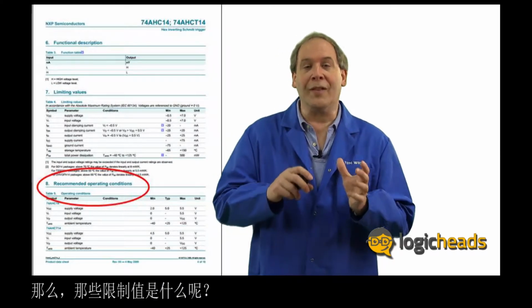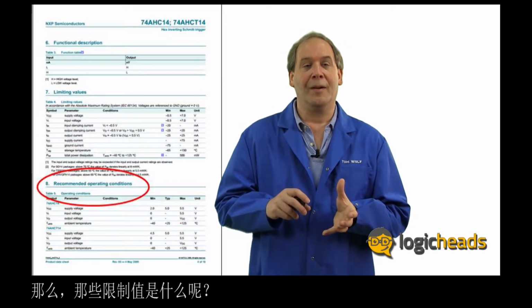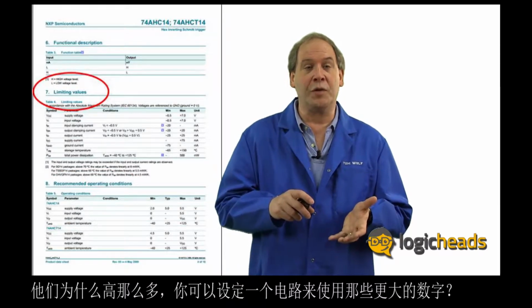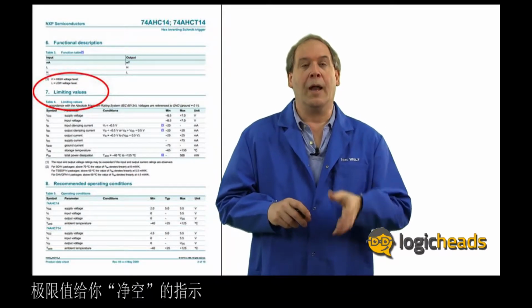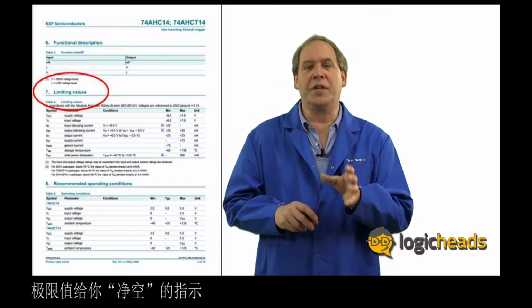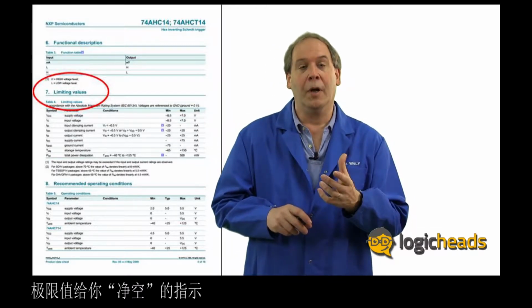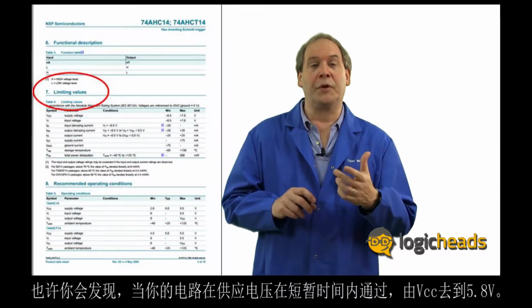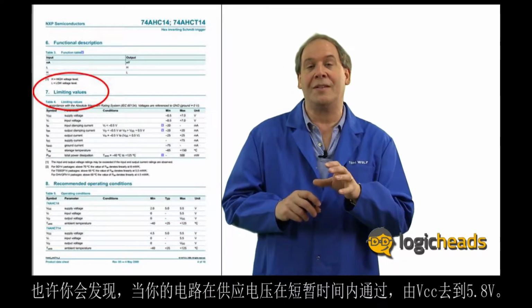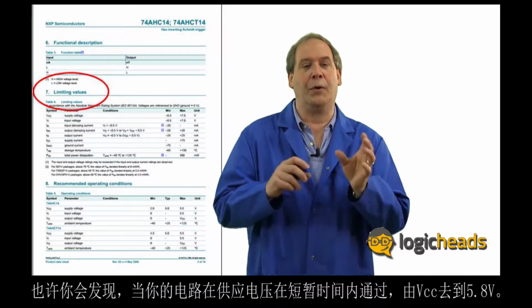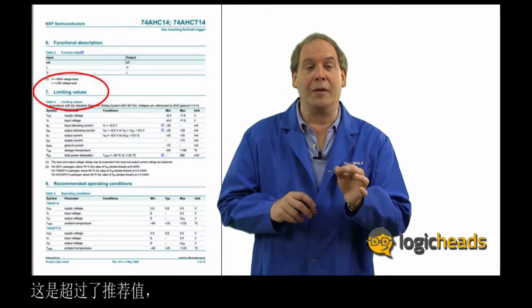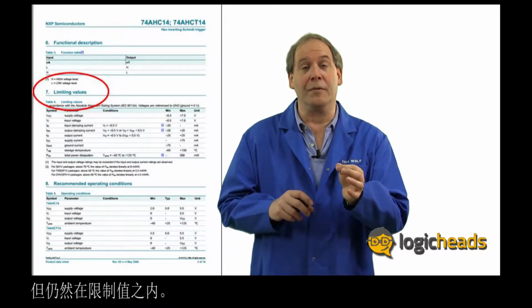So why are those limiting values listed here then? Why are they shown to be so much higher? And can you design a circuit that uses those bigger numbers? Now, the limiting values really just give you an indication of the headroom or the tolerance of the device. Perhaps you find that when your circuit first powers on, the supply voltage of VCC goes to 5.8 volts for a brief period of time. Now that is above the recommended value, but still within the limiting values.